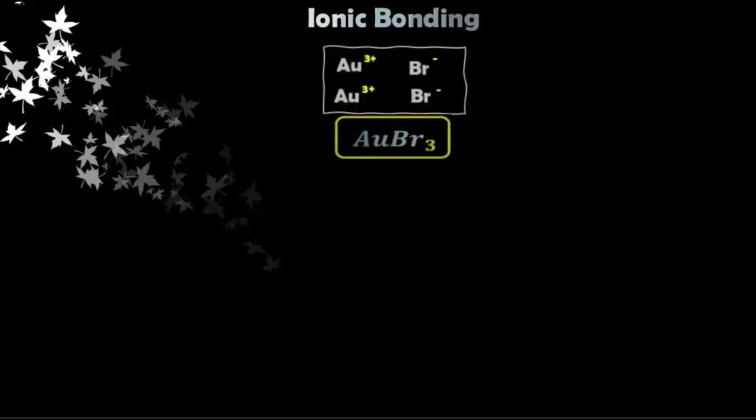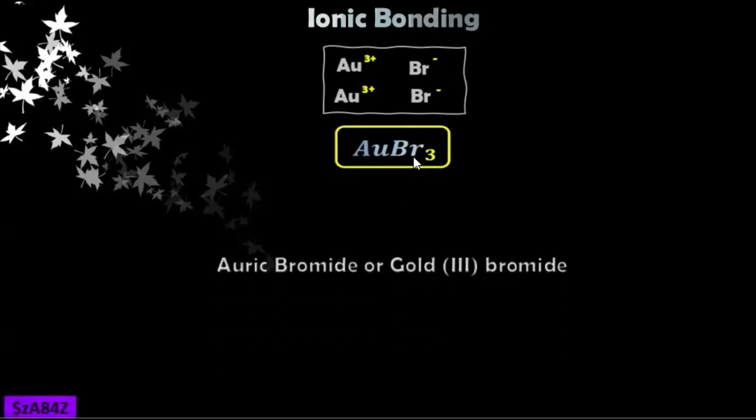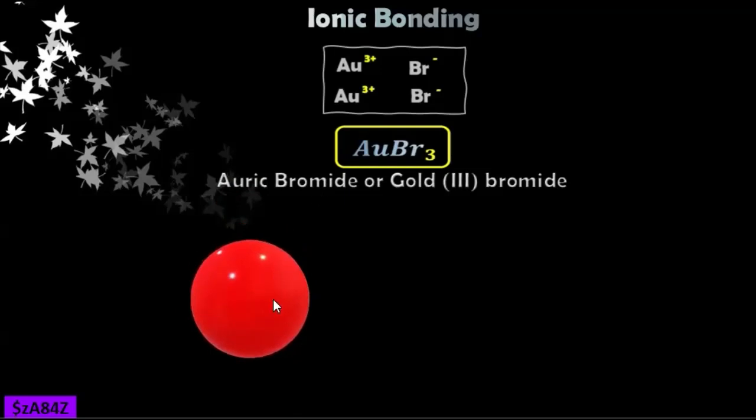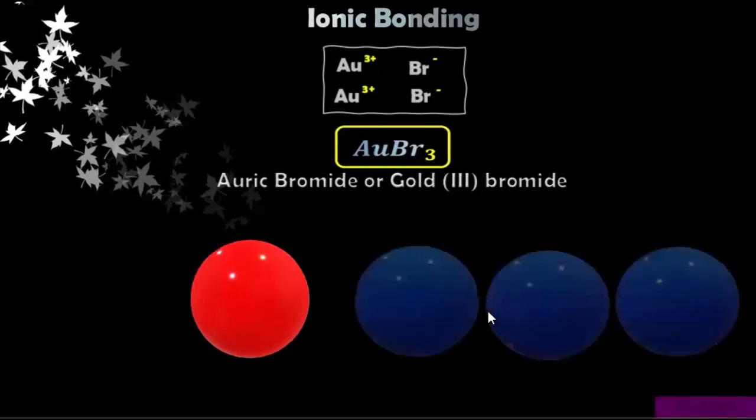To give a visual illustration of this example, this is one of our examples. If we combine Au3+ and Br negative, this is the chemical formula. And the chemical name is, the classical name is auric bromide, and the stock name is gold-3 bromide. Now, the composition, remember, subscript indicates the number of atoms present per element. Auric bromide, the composition is 1 atom of gold plus 3 atoms, Br3. So that's 3 atoms of bromine.